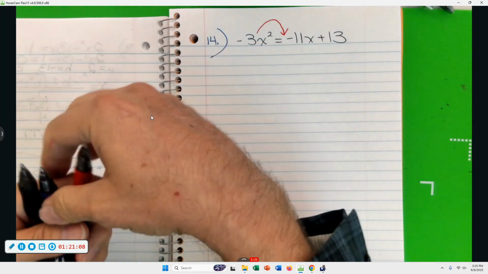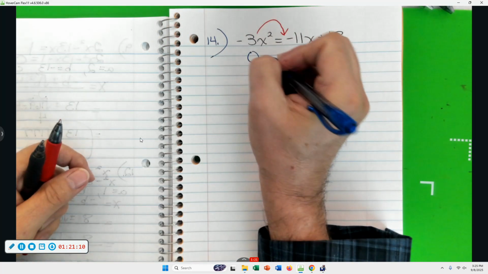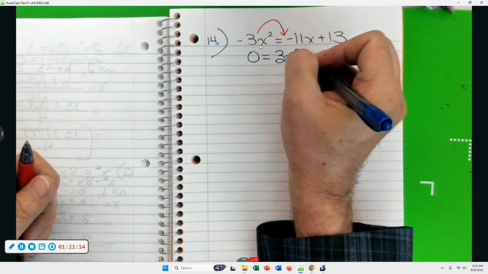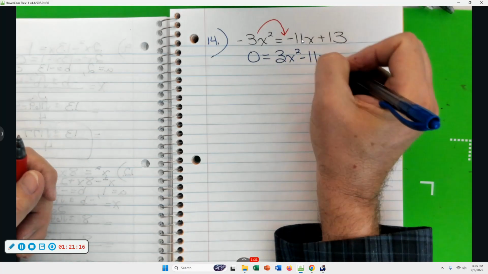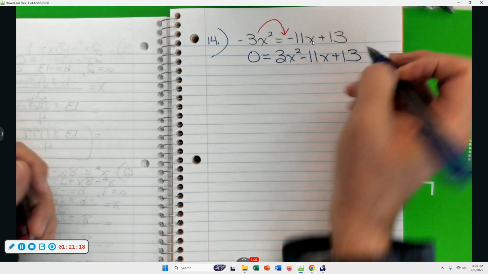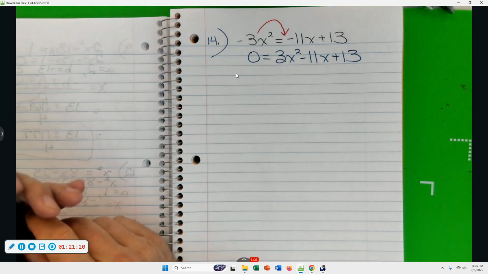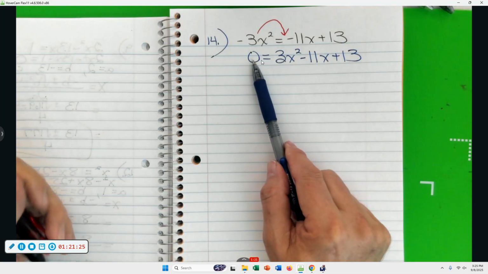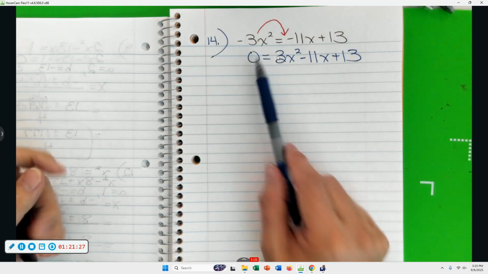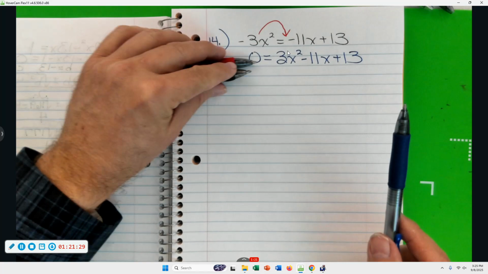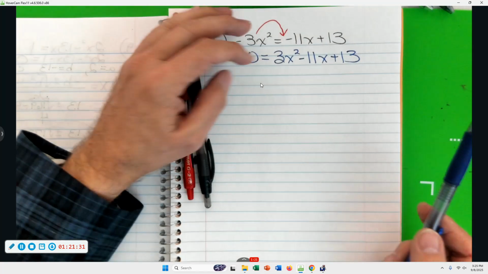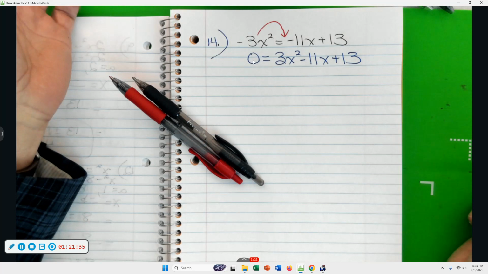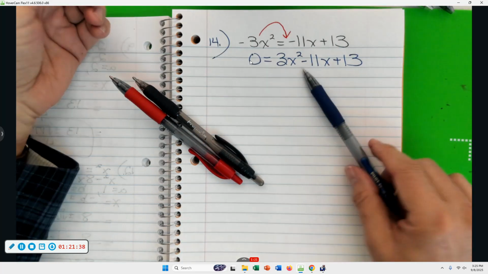So you're going to have a 0 on the left side. That negative 3x squared becomes a positive 3x squared. We still have a minus 11x plus 13. Any questions there? Don't let the fact that 0 is on the left worry you. If you're one of those people that has a preconceived dislike for zeros on the left, equality is reflexive. This is still true.